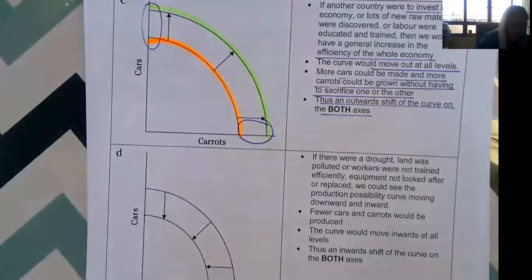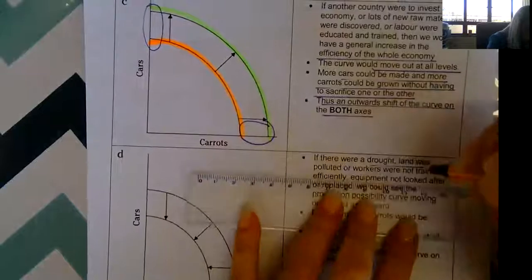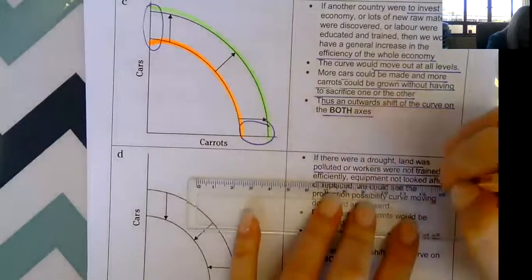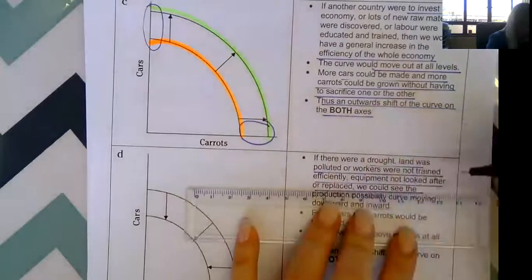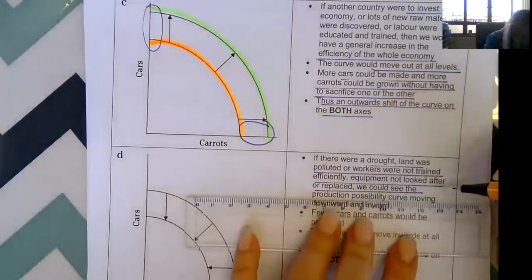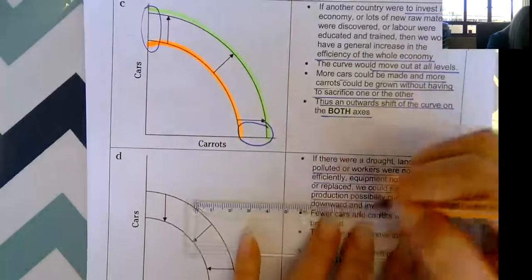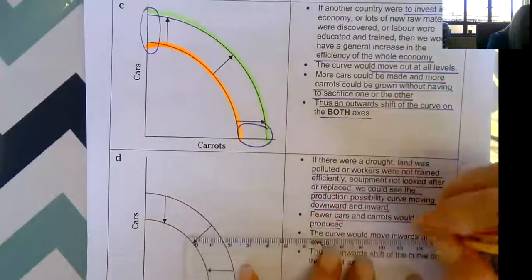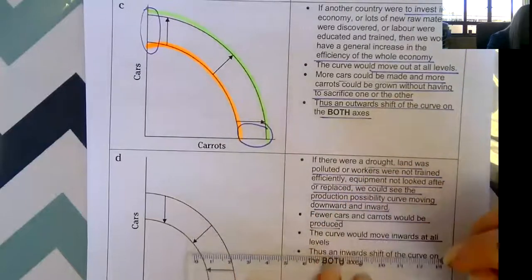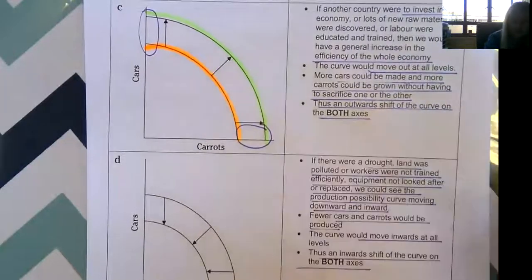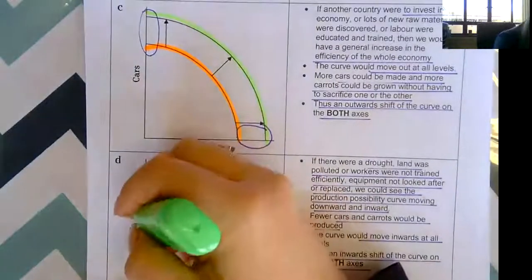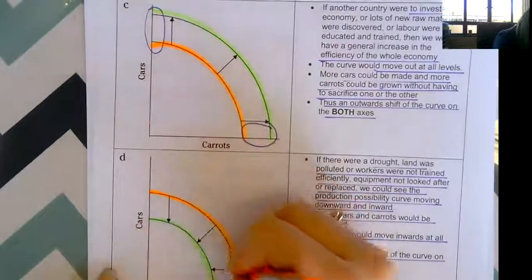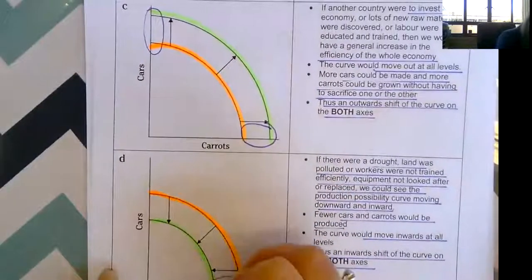Now, what if all of a sudden our economy contracts? This means, okay, let's say there was a drought in the land and this polluted the workers' water. They weren't trained. They didn't look after the equipment. Now, the production possibility curve will move inwards. So there will be fewer cars being produced. This will be the total inward shift of the curve on both axes. So here we have our inward shift. As you can see, it's shifted inwards.